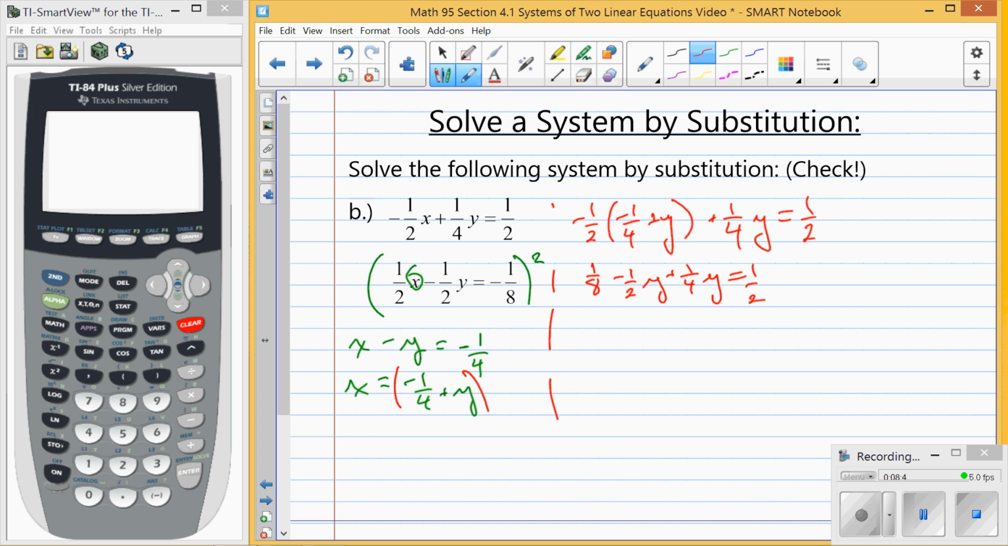And at this point, you're probably freaking out because of the fractions. That's alright, we can clear them. Before we add anything, we can clear them. So this gives me 8 times 1/8 is 1. 8 times 1/2 is a negative 4. 8 times 1/4 is a positive 2. And 8 times 1/2 is 4.